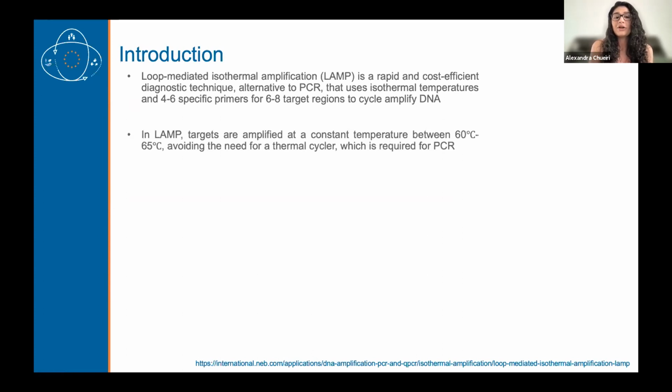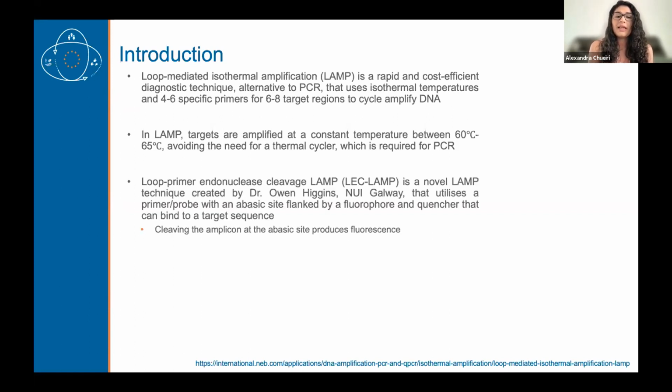In LAMP, targets are amplified at a constant temperature, so 60 to 65. For the purposes of our experiment, we use 63. So you can pick any range in that. It's just optimization, really. So it avoids the need for a thermocycler, which is required for PCR, making it cost efficient as well as rapid.